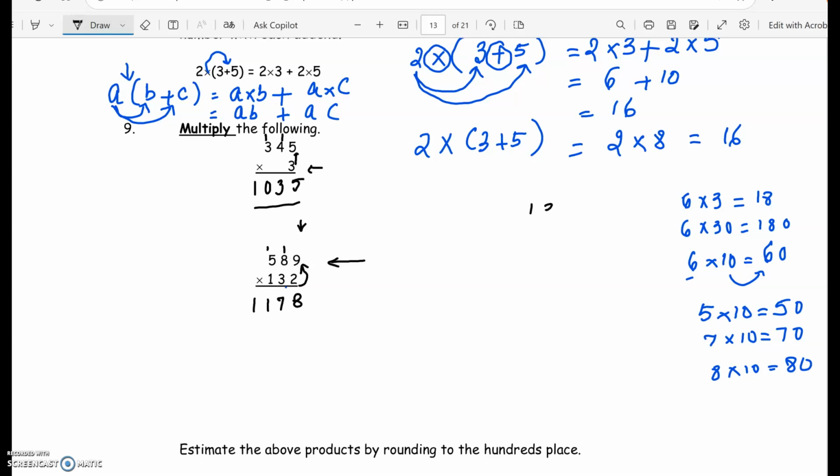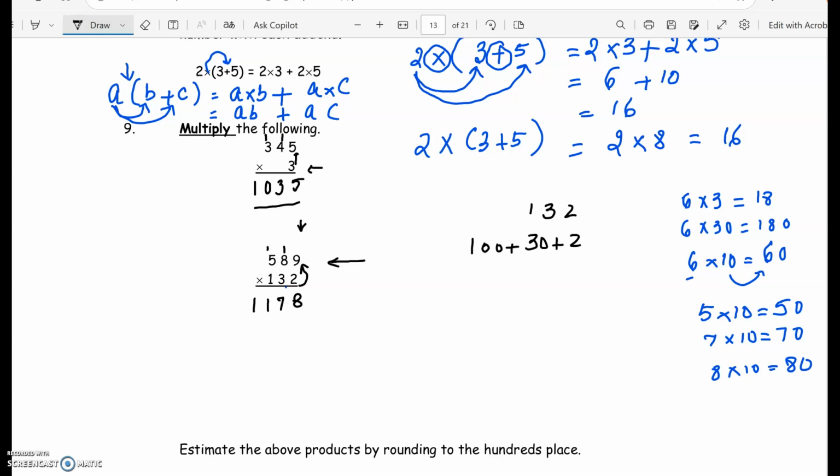So in 132, 2 is a 2, 3 is in the tens place, so 3 is not a 3 but a 30, and 1 is not a 1 but it's in the hundreds place, so it's 100. So this is what we have to keep in mind when we multiply. So when we multiply the number 589 by 3, remember that we are multiplying 589 by 30.